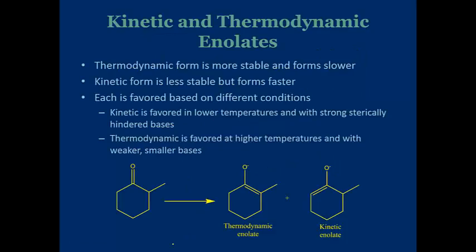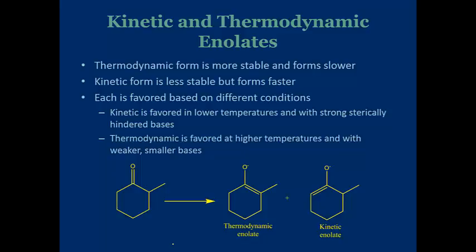There are two types of enolates that are possible: kinetic and thermodynamic. The thermodynamic form is more stable, but it forms slower, and the kinetic form is less stable, but forms faster, and the conditions are going to determine which one is favored.